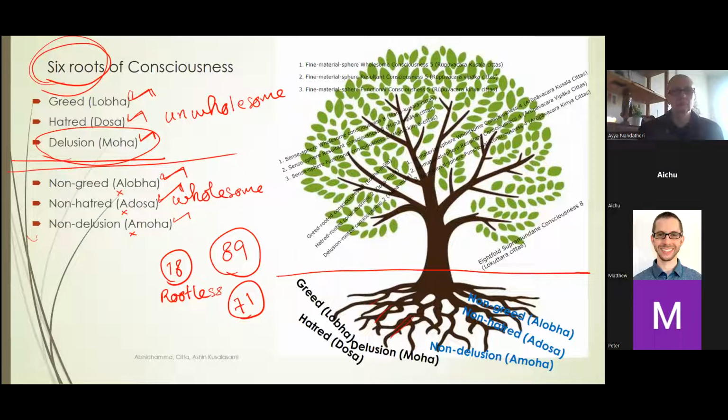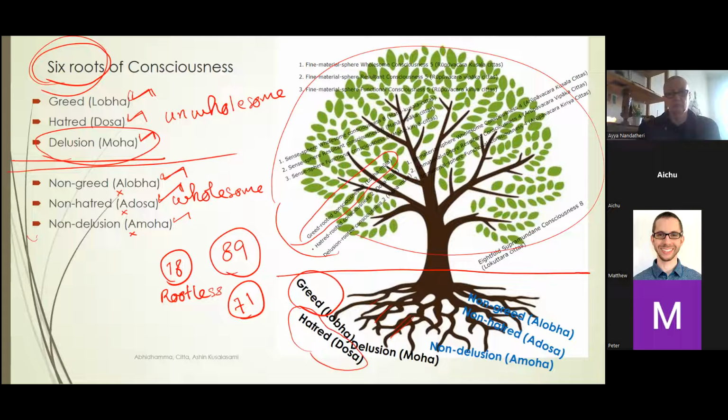one at a time. And because of these 6 roots, you don't need to read this one. This is the 71 Chetas I put here. You will learn later. So because of greed, you do the greed-rooted consciousness. Because of the root hatred, hatred-rooted consciousness appears in your mind. And because of delusion, delusion-rooted consciousness happens in your mind. And because of the non-greed, alobha, consciousness, all these you will understand later.